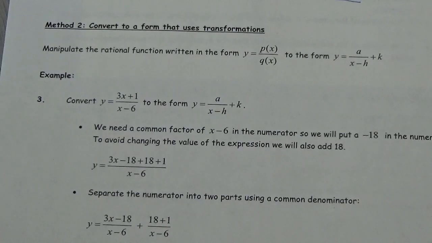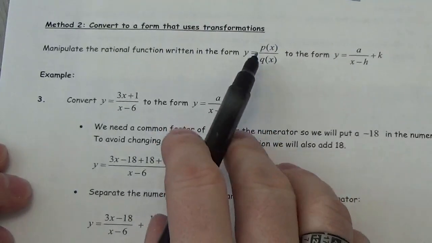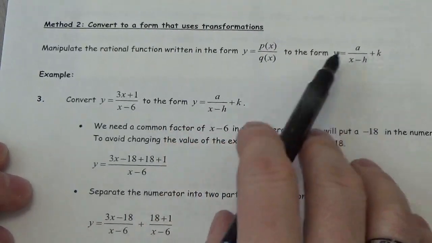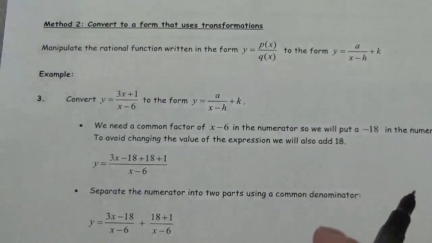Okay, everybody. So with this method number 2 here, what we're going to do is convert the function into a form where the transformation is a little bit more obvious. So we're going to take a rational in the form of p of x over q of x, and we're going to turn it into this form, a over x minus h plus k. So let me show you how that would look here.